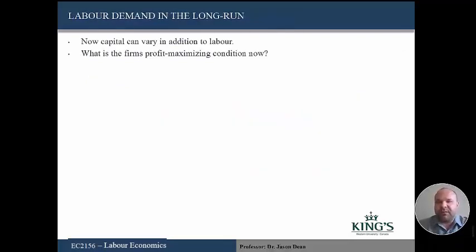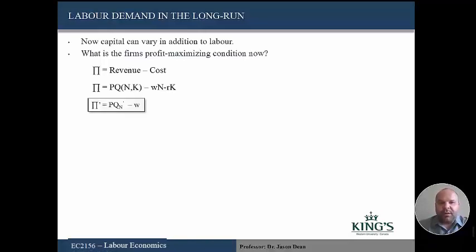Let's derive the profit maximizing condition now. So we know profit equals revenue minus cost. Profit is going to be equal to price times quantity, so that's what revenue is, and quantity is a function of N and K, and then we're going to subtract cost. Cost is equal to the wage times the amount of labor we use plus the cost of capital times the amount of capital we use. The firm now would want to maximize profit with respect to labor.